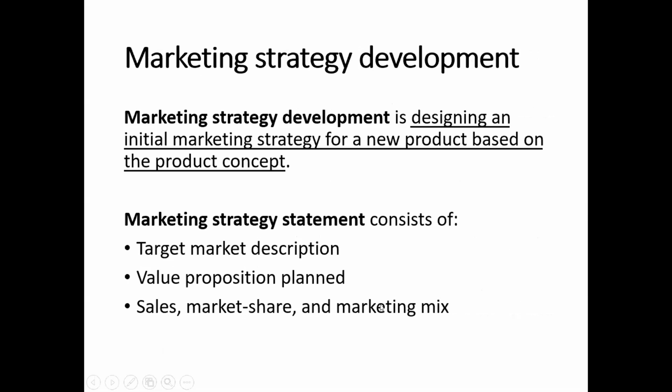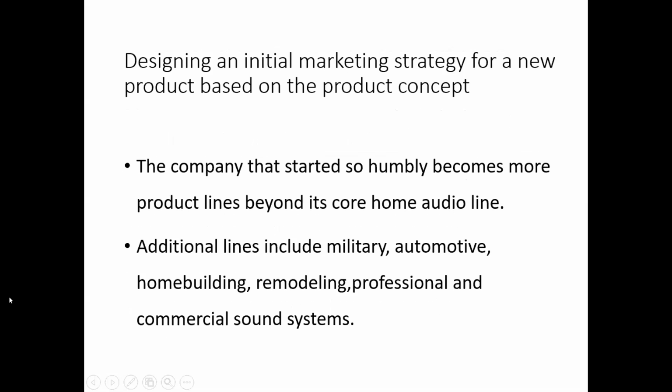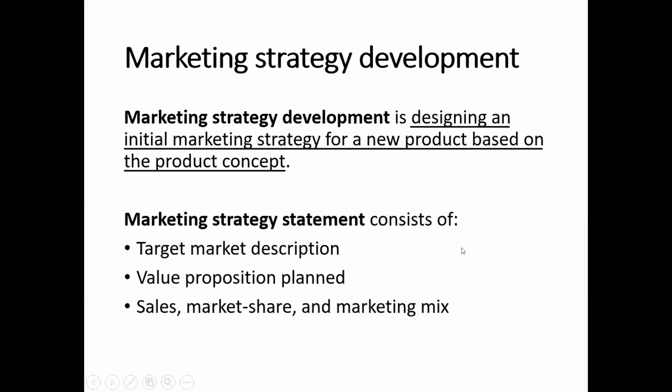The next is marketing strategy development. Marketing strategy development is designing an initial marketing strategy for a new product based on the product concept. A marketing strategy statement consists of target market description, value proposition, plan, sales, market share, and marketing mix. In this, designing an initial marketing strategy for a new product based on the product concept is called marketing strategy development.